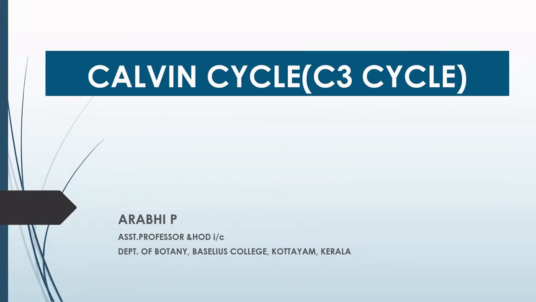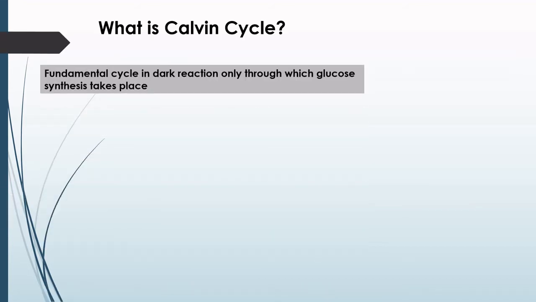Hi dear students, today I am going to talk about the Calvin cycle of photosynthesis, the amazing process of carbohydrate synthesis in green plants. What is the Calvin cycle? The Calvin cycle is the fundamental cycle in the dark reaction through which glucose is synthesized from carbon dioxide. That is, organic carbon of glucose is synthesized from inorganic carbon of carbon dioxide using photochemically synthesized ATP and NADPH.